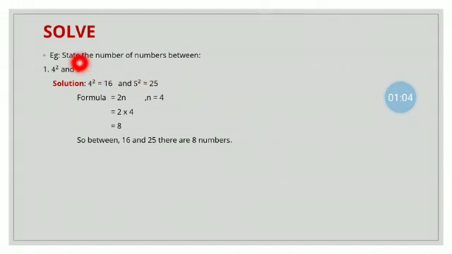So solve. State the number of numbers between 4 square and 5 square. So 4 square is 16 and 5 square is 25. The formula is 2n. So n here is 4. So 2 into 4 which is 8. So between 16 and 25 there are 8 numbers.